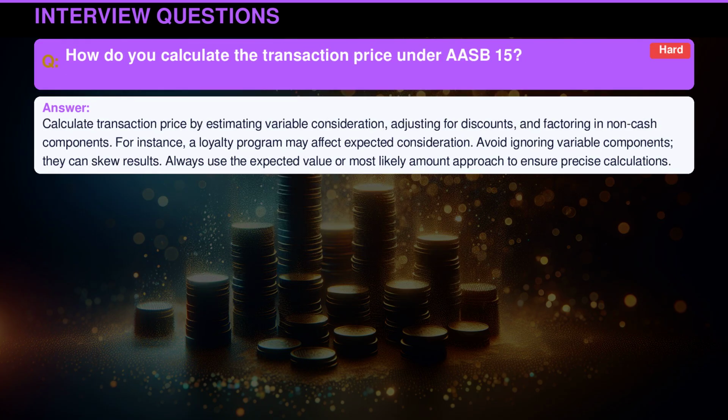Calculate transaction price by estimating variable consideration, adjusting for discounts, and factoring in non-cash components. For instance, a loyalty program may affect expected consideration. Avoid ignoring variable components, they can skew results. Always use the expected value or most likely amount approach to ensure precise calculations.